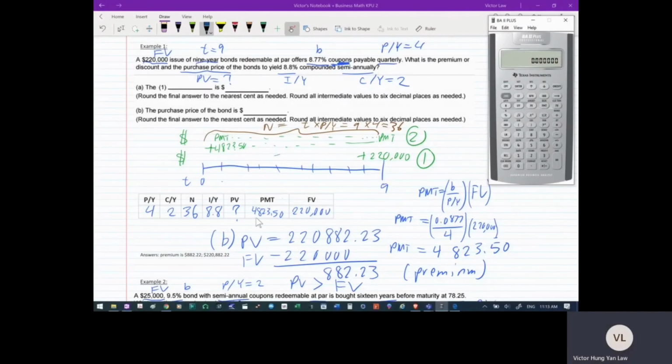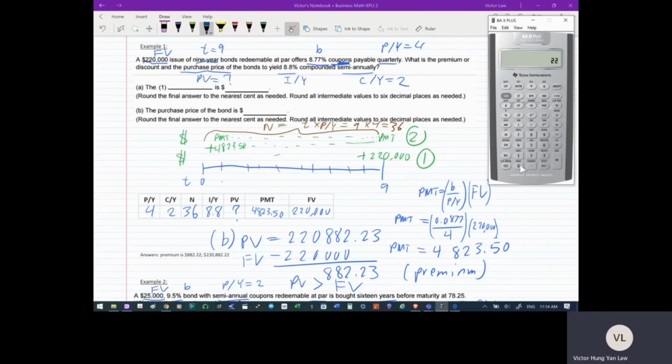So once we understand that, then we can plug the numbers into the financial calculator. So start with the P/Y and C/Y. Second function, P/Y is 4, enter. You go down to C/Y is 2, enter. Once you type in P/Y and C/Y, you clear the bottom left corner. And then we type in the 36 for N. So 36 N. And then we have the 8.8 for I/Y, so 8.8 and then press I/Y. And then we have the payments, $4,823.50. That's our PMT.